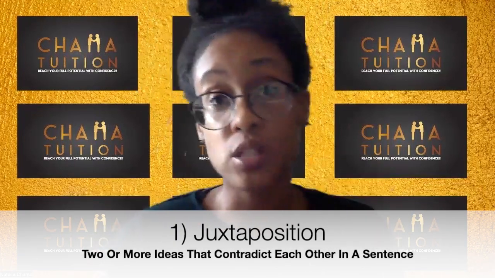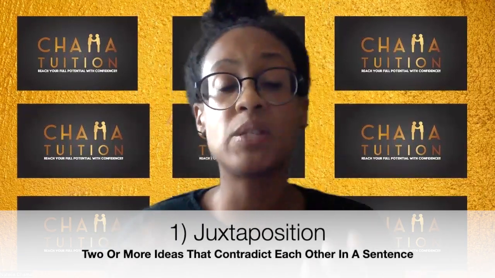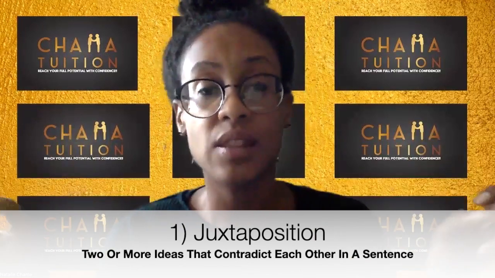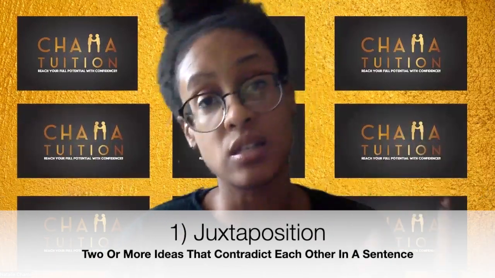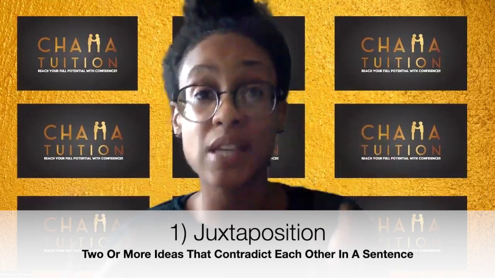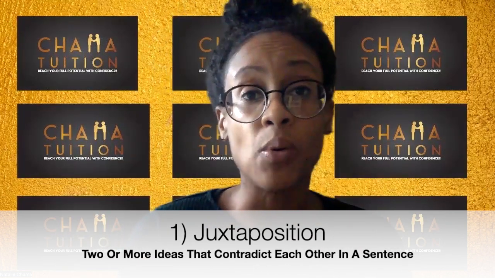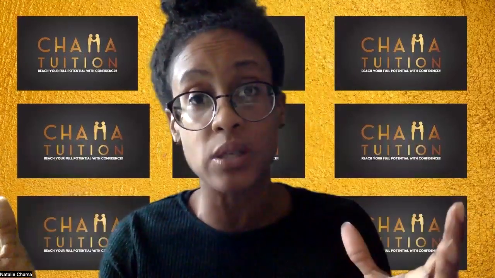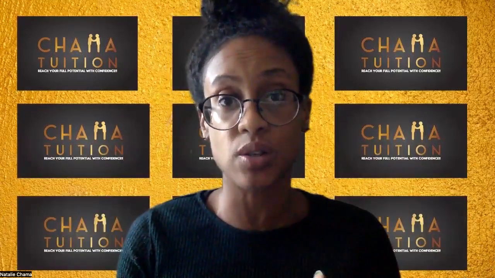Number 1, juxtaposition. Juxtaposition is when there's two different ideas and they are formed together in the sentence and they contradict each other. For example, all is fair in love and war. Now, love and war are two different opposites. So that is a good example of juxtaposition.